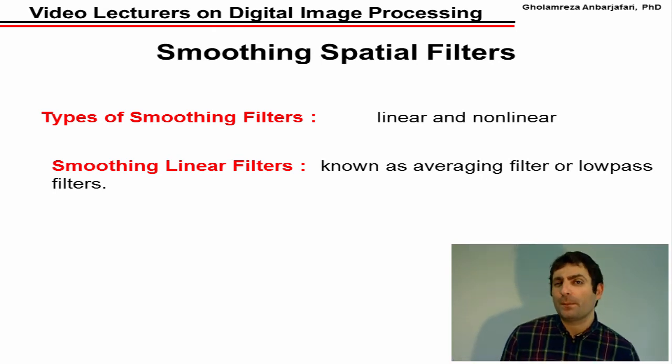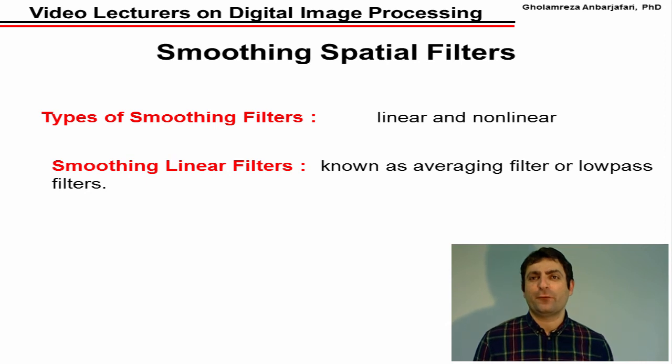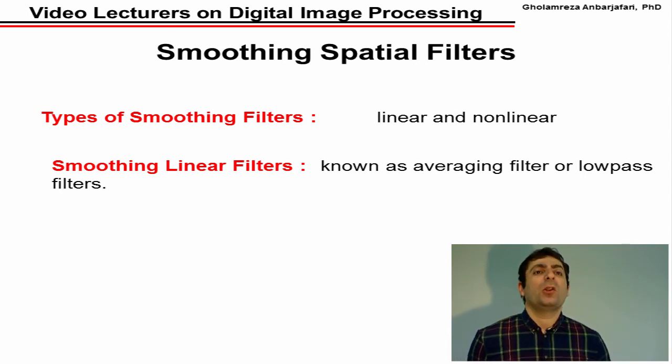Remember, we have talked about these smoothing or blurring operations before when we talked about sampling. We said that if we want to have an anti-aliasing filter, we have to use the low-pass filter, which is a blurring filter, which is a smoothing filter.